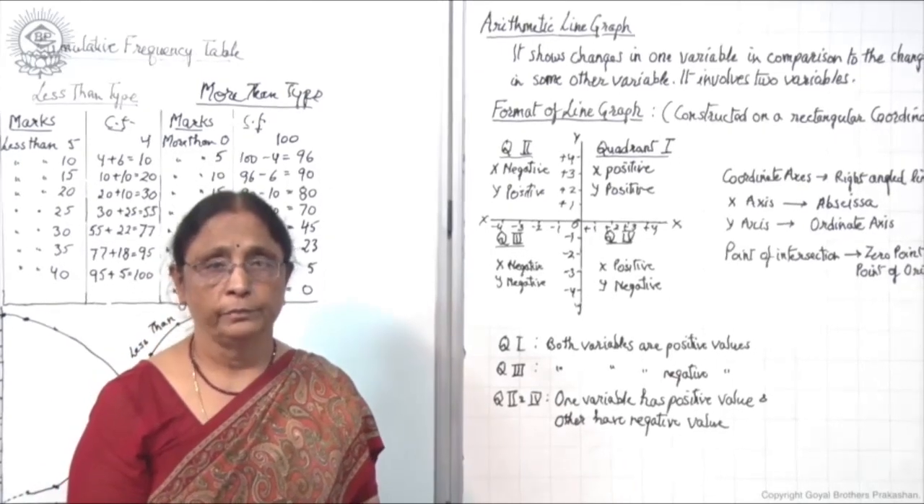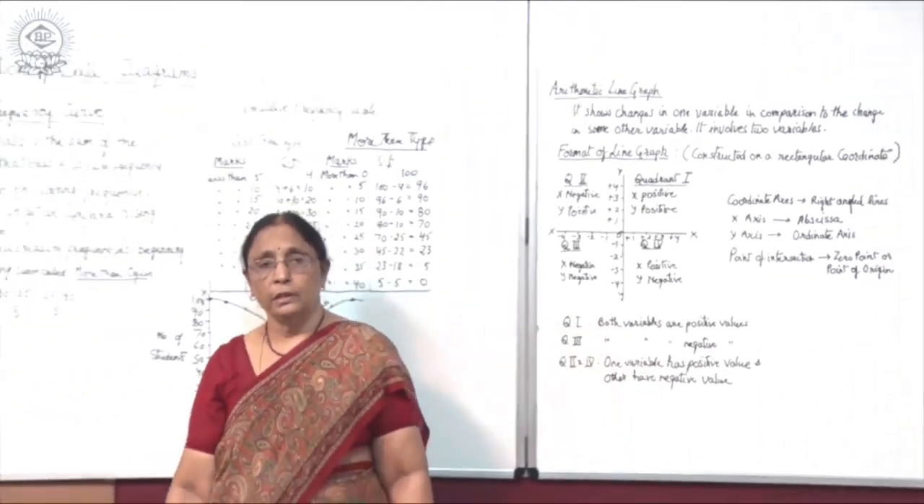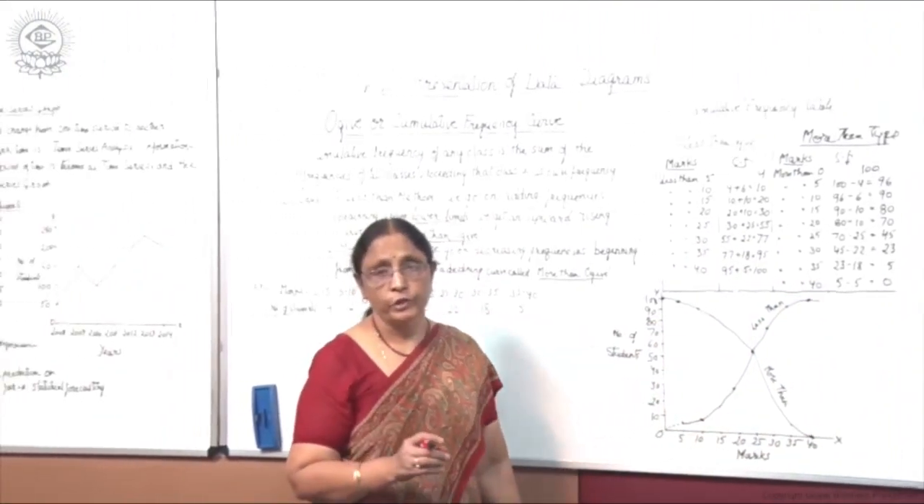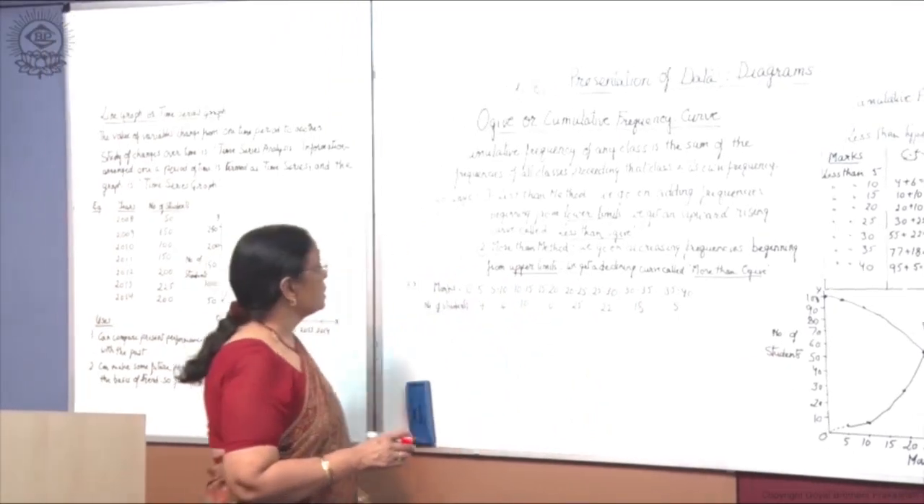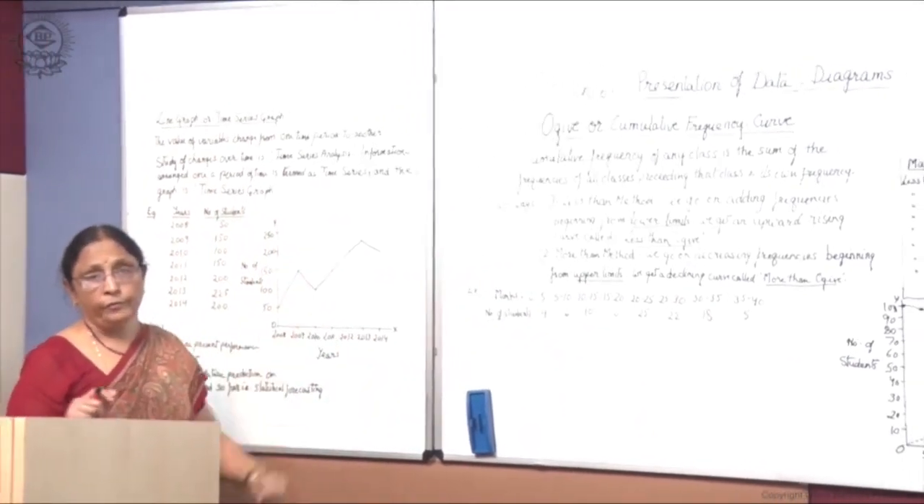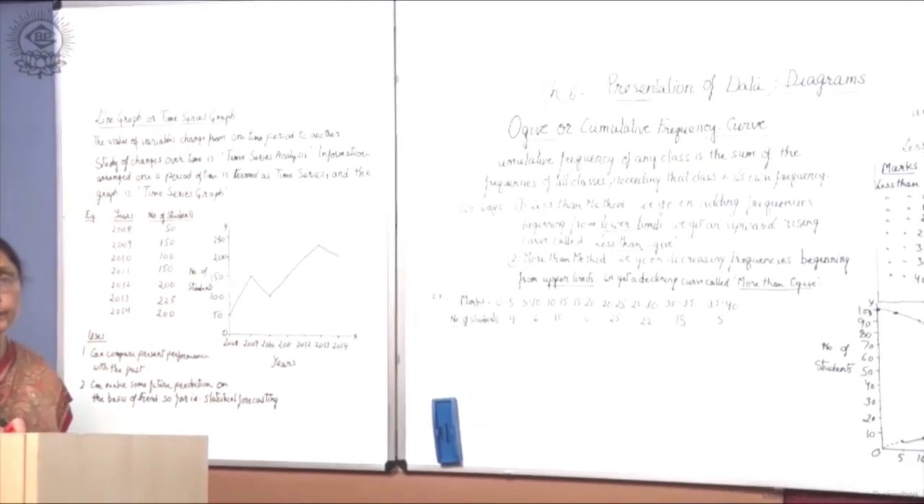Clear? After this, children, I will tell you one more thing, which is the last part of this chapter, and this is the line graph or time series graph, right? This is another form of diagram.